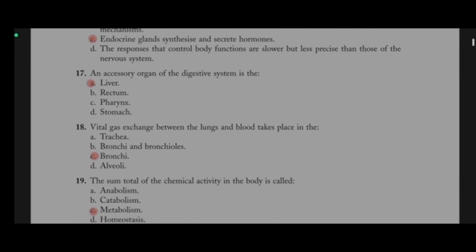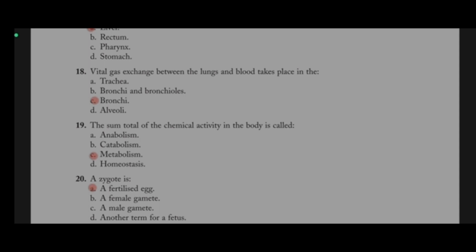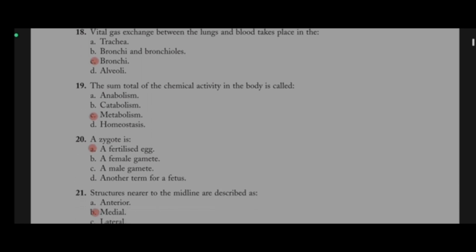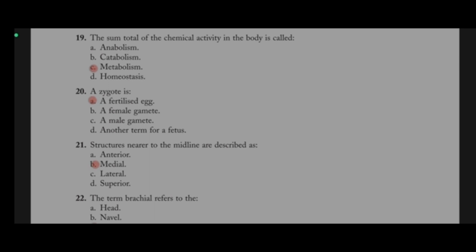Number 17, an accessory organ of the digestive system is liver. Number 18, vital gas exchange between the lungs and the blood takes place in the alveoli. Number 19, the sum total of the chemical activity in the body is called metabolism. Number 20, a zygote is a fertilized egg.